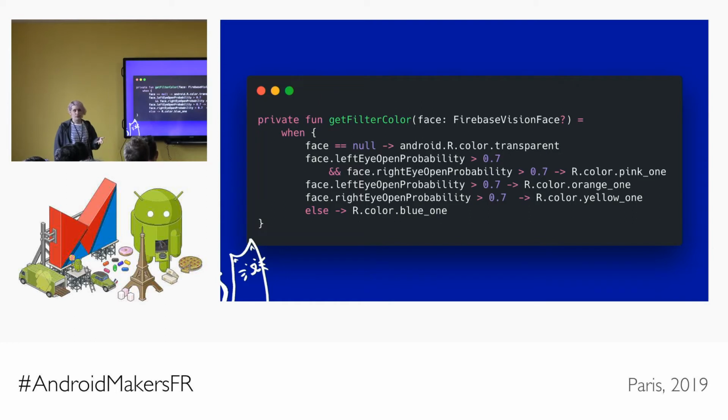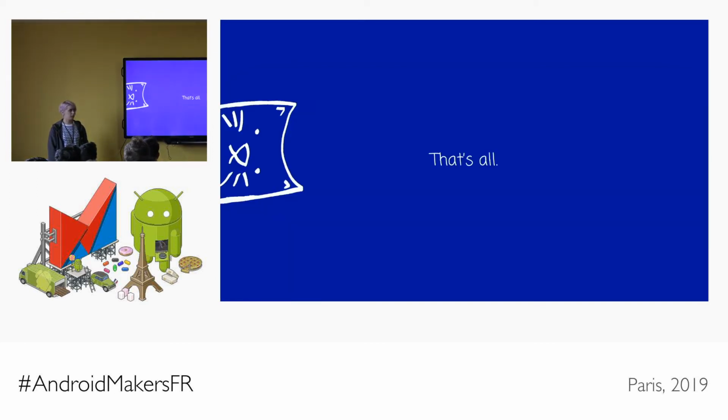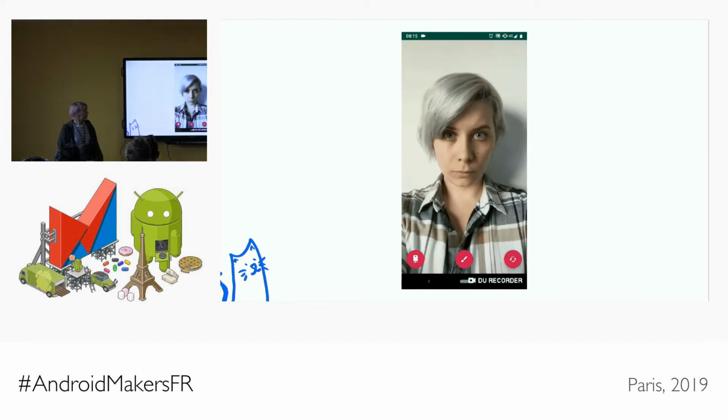If I have no face in this picture, the filter is transparent. If the left eye is open and the right eye is open, I put a pink color. If only the left eye is open, orange, right eye open, a yellow one, and if both eyes are closed, a blue one. And that's all. With just these few lines, I have an app smarter with machine learning inside it. It's pretty quick to do. And it looks like that.